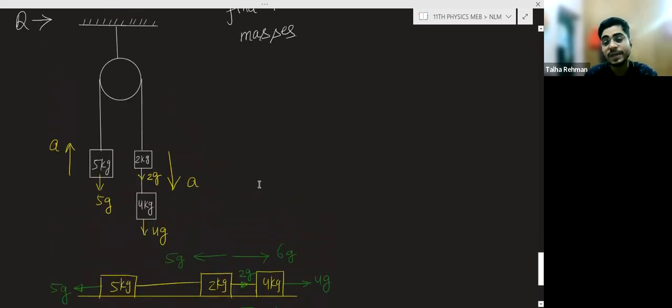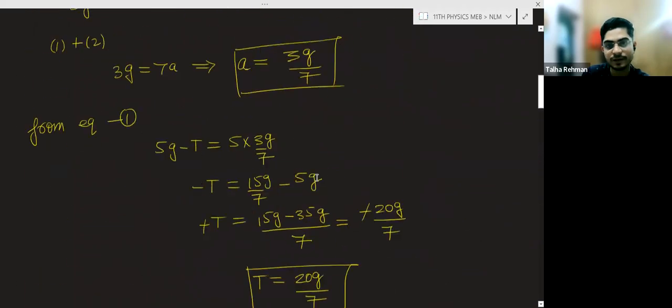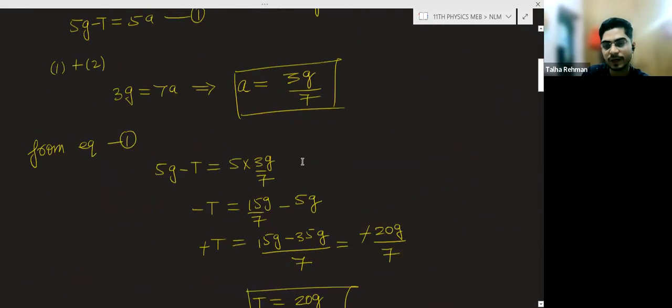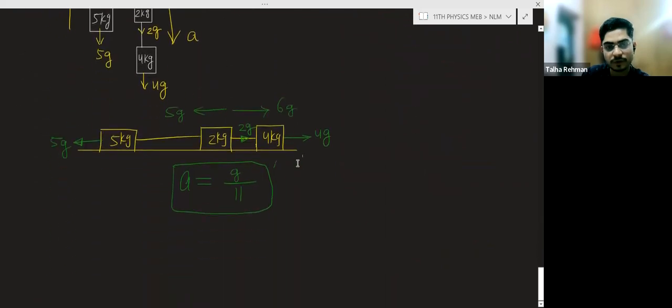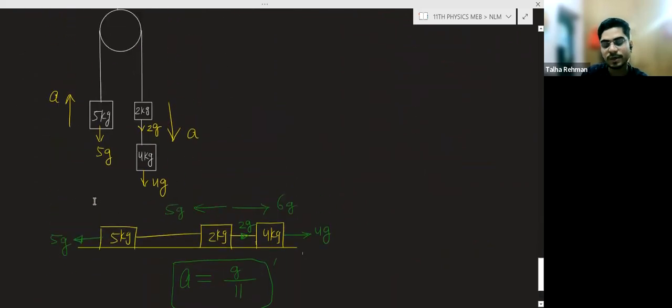You can solve by the free body diagram also. Okay, you can solve by this method also, because here are the three masses, so this formula will not be valid. This formula will not be valid. So in this way also you can solve, and that free body diagram method will always be applicable. Okay, always applicable.